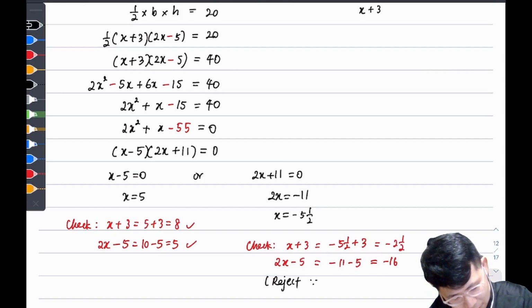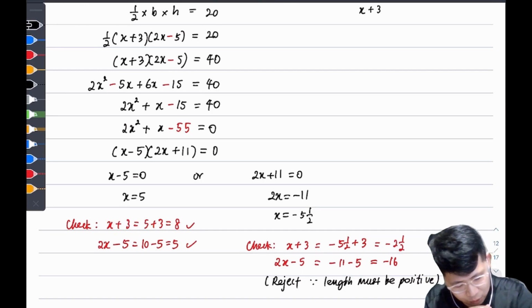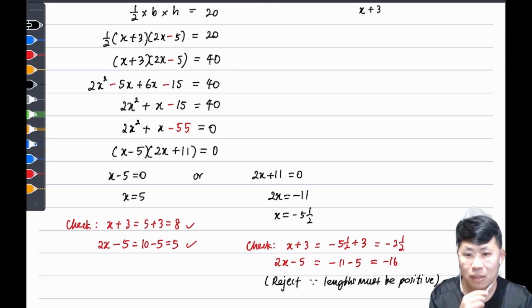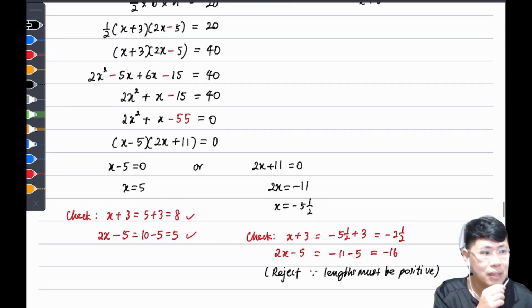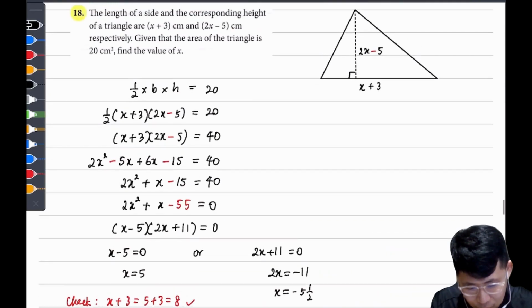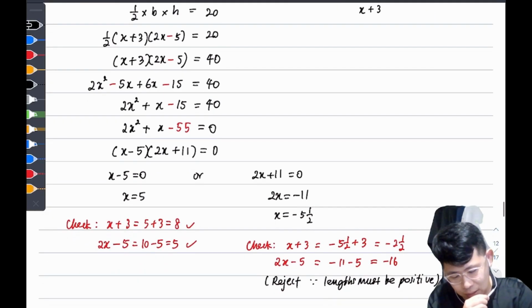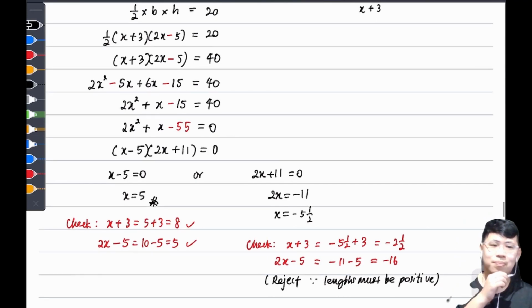Okay, reject because the lengths must be positive. Right, lengths are usually a positive quantity. So the lengths must be a positive number. Okay, so our final answer is x is going to be equal to 5. So what are we looking for? Calculate the value of x. So x is equal to 5. Okay, so this is question 18.